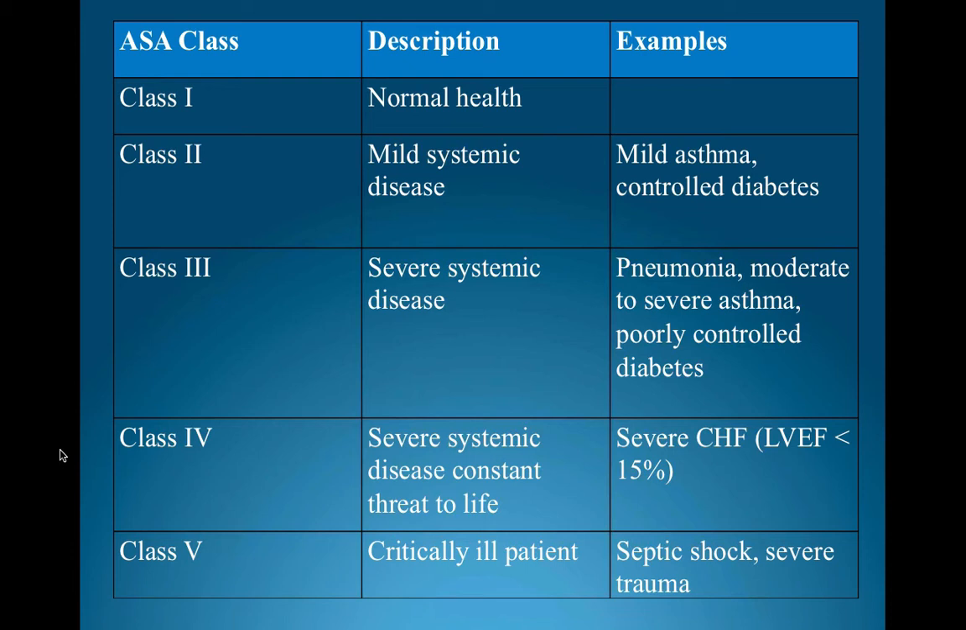Class three now, you get into some more severe things, and then four and five. Unless it's emergent, we're never going to do four and five in the emergency department. That's one where you'd really want to consider getting your anesthesia consult. Class three, maybe, depending on how bad this disease is. And class one and two, you really should be able to handle.